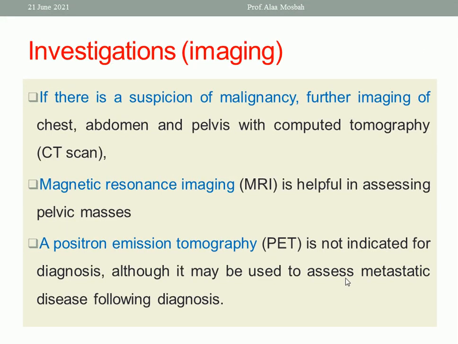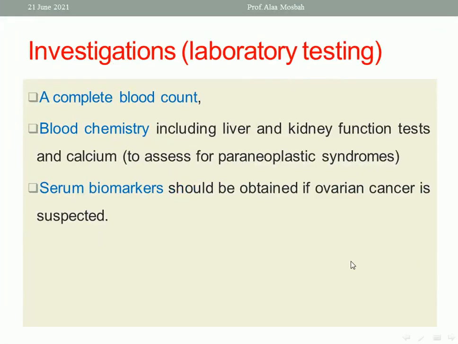If you find suspicion of malignancy, then you can do chest, abdomen, and pelvis CT scan. MRI also can be helpful in assessing pelvic mass and differentiating benign from malignant, and positron emission tomography is not indicated for diagnosis actually, but for detection of metastasis. Also bone survey for detecting metastasis in the bones.